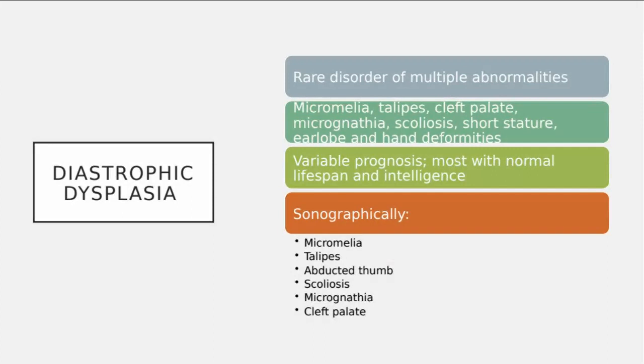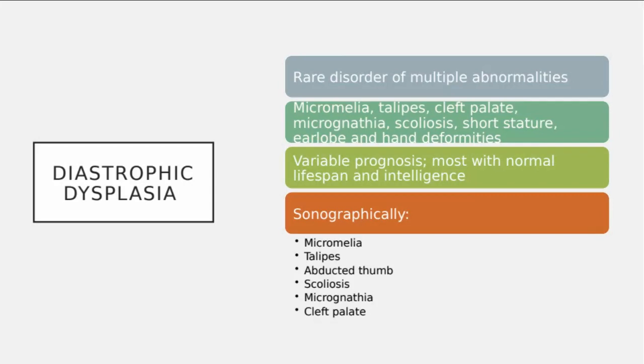Next, we have diastrophic dysplasia. Again, another rare condition where we have multiple things going on. We're going to have micromelia, talipes, which we will talk about, cleft palate, which we've already mentioned before, micrognathia, scoliosis, short stature, and earlobe and hand deformities. I don't really know of anyone who's taken a picture of a baby's earlobe before, especially on a routine anatomy exam, but everything else is pretty much going to give it away.